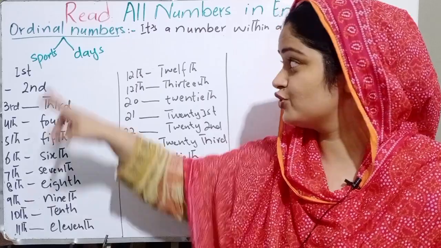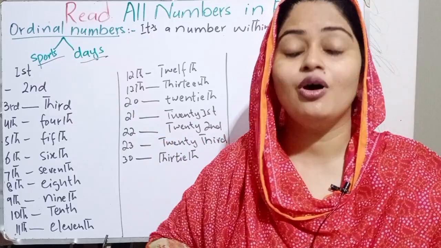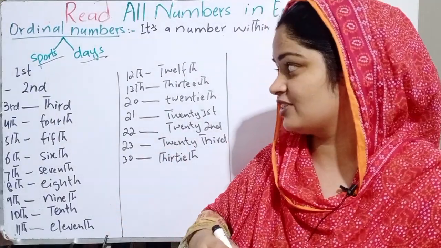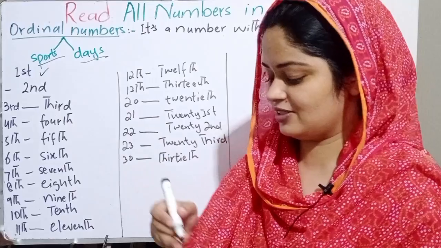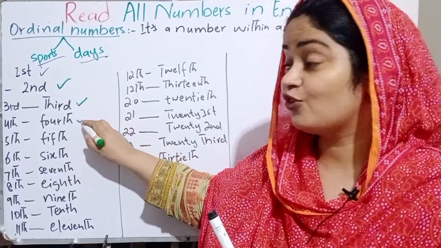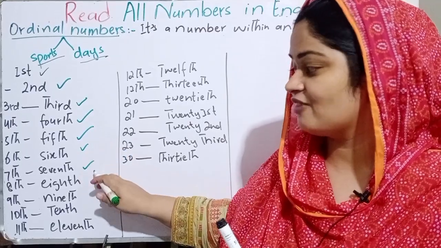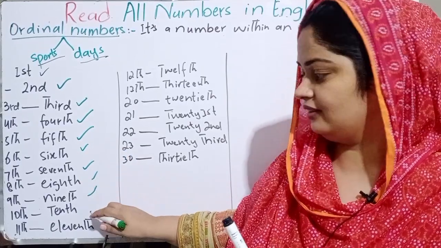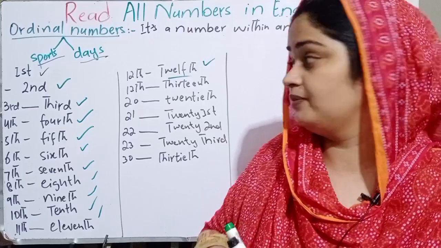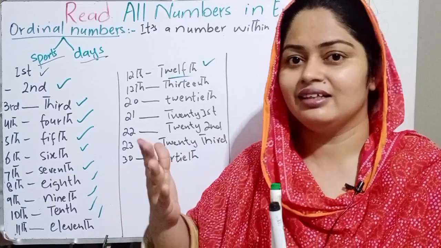We use ordinal numbers for days and for sports. Ordinal numbers are numbers within an order. How to read them? First, second, third, fourth, fifth, sixth, seventh, eighth, ninth, 10th, 11th, 12th, 13th, 14th, 15th, 16th, 17th, likewise.